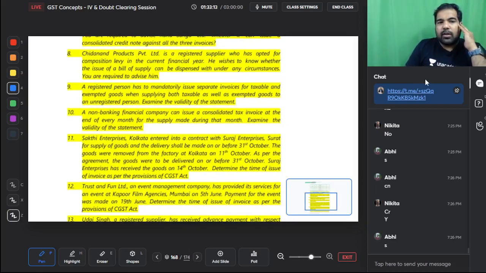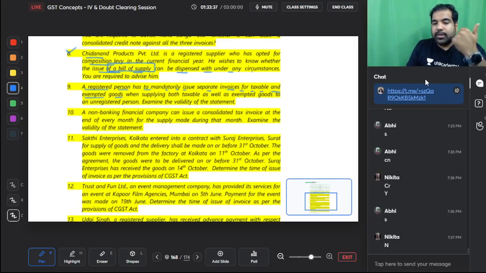Next. Chidanand Products Private Limited is a registered supplier who has opted for composition levy. He wishes to know whether issue of bill of supply can be dispensed under any circumstance. No, you have to issue a bill of supply. A registered person has to mandatorily issue separate invoices for taxable and exempt goods. Guys, do you have to waste paper by issuing taxable and exempt different invoices? No. You can issue an invoice cum bill of supply.